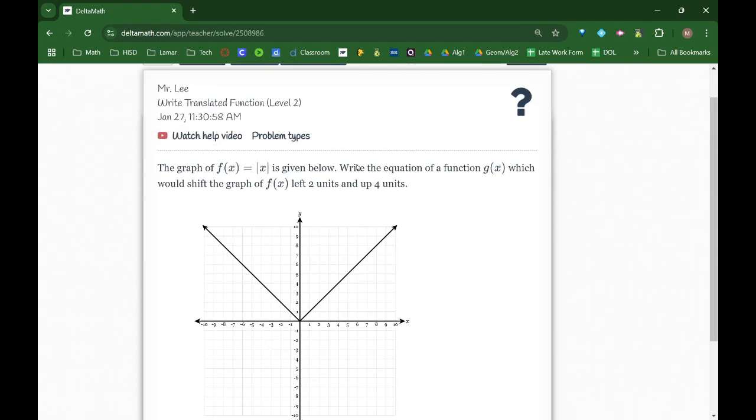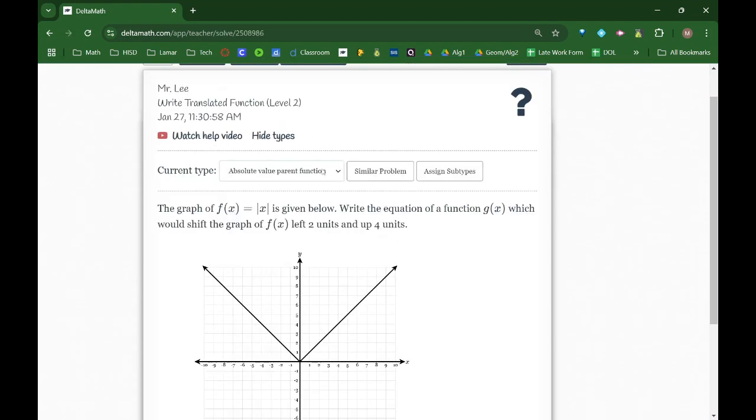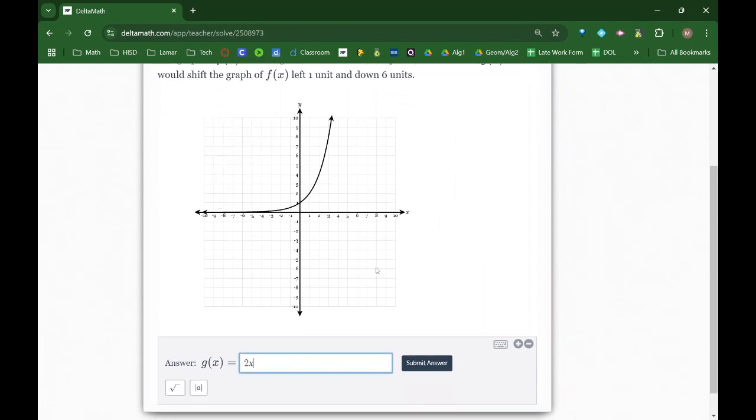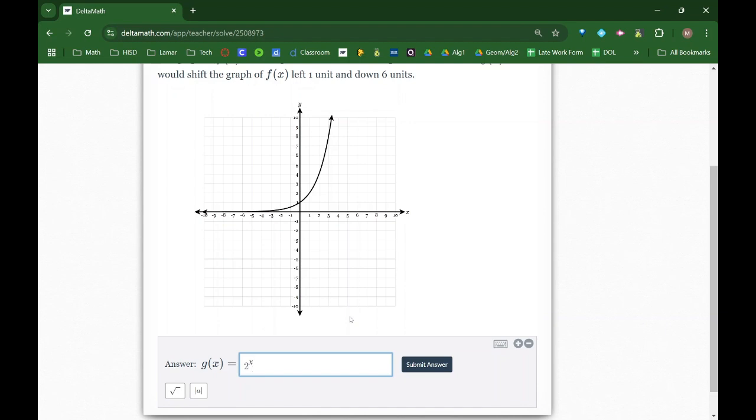Now we're going to go on to more complicated translations. Here's the exponential. Again, same deal. We're starting with our original function. I'm going to test something, see if I can copy and paste it in. You cannot copy and paste it in. You're going to have to write it in manually. To the power of x.